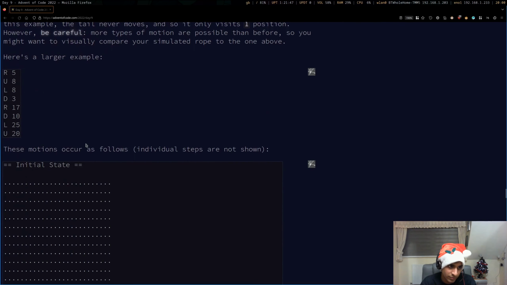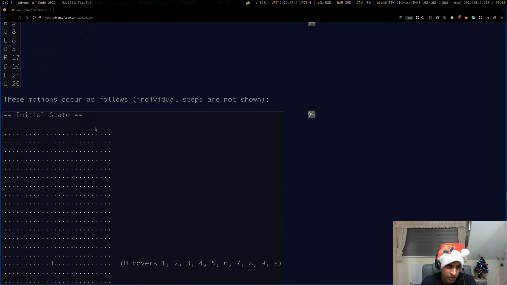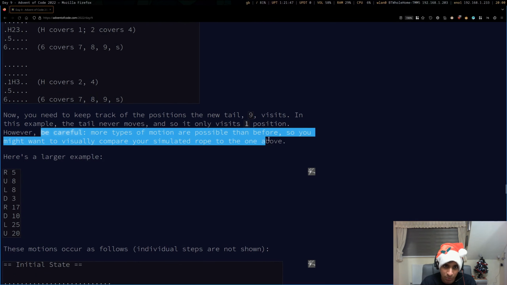Here's an example. And more examples. Ooh, be careful. More types of motion are possible than before.